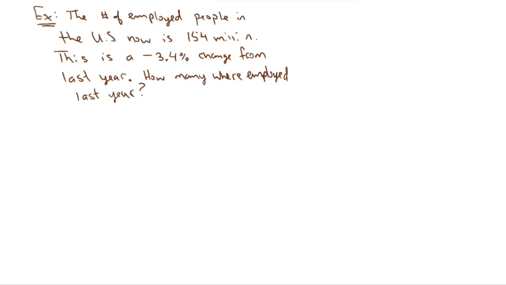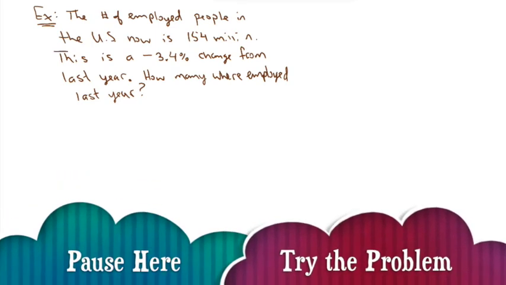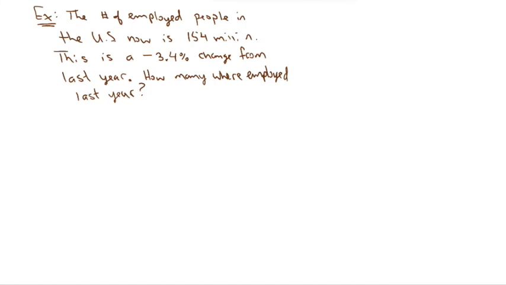The number of employed people in the U.S. now is 154 million. This is a negative 3.4% change from last year, also known as a 3.4% decrease. How many were employed last year? Go ahead.